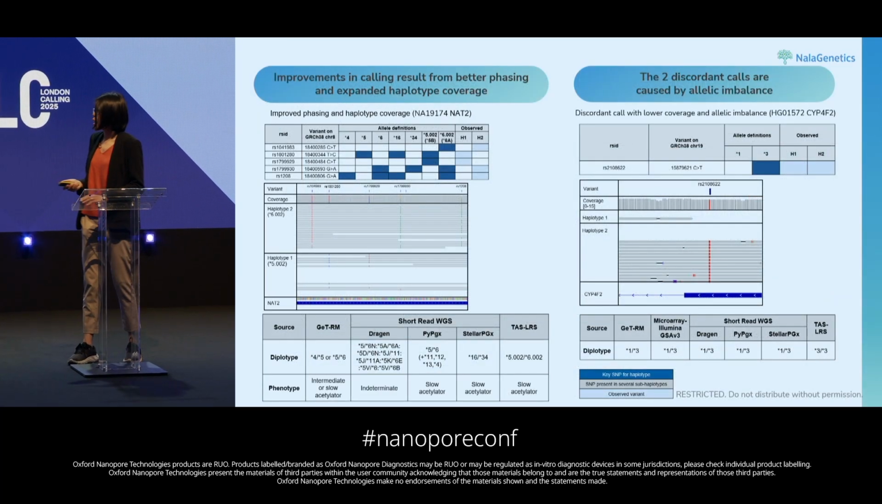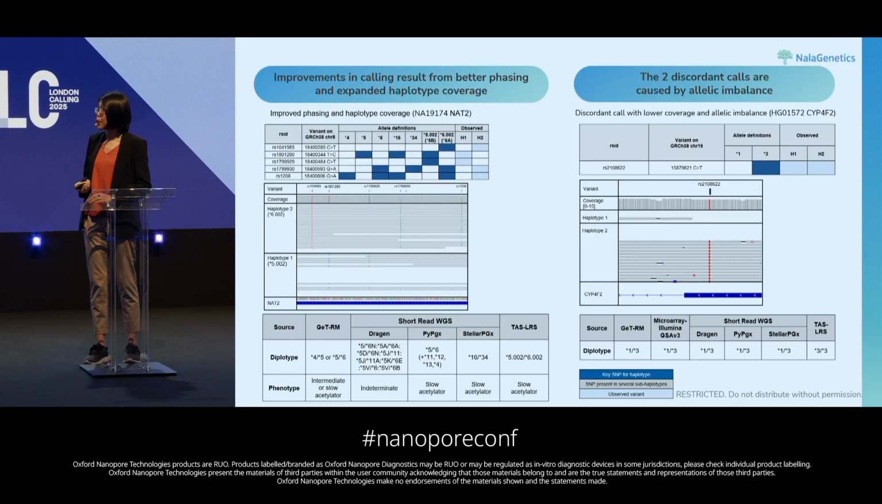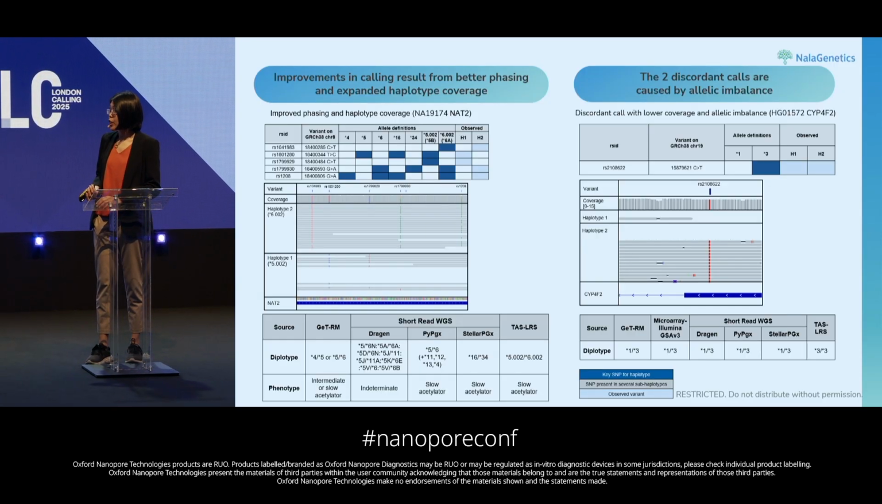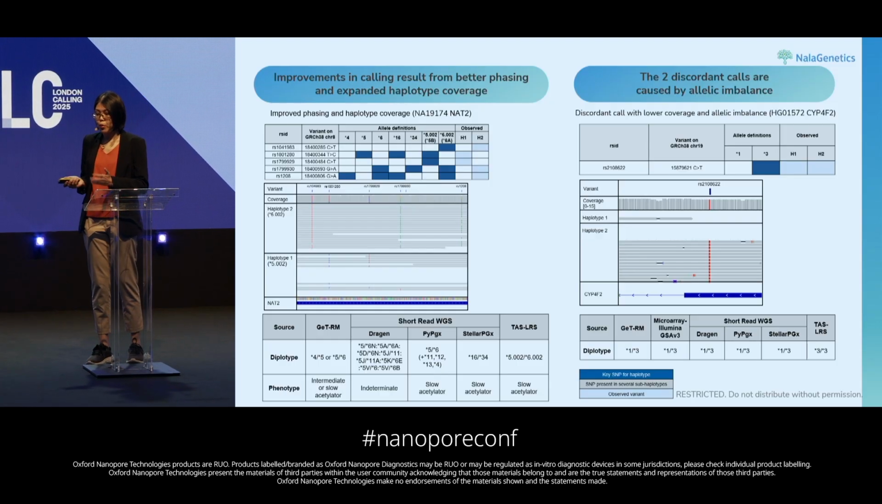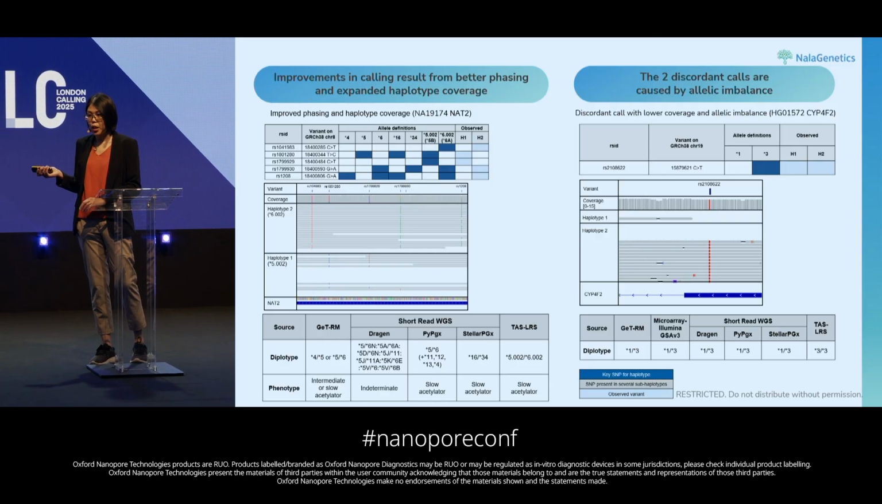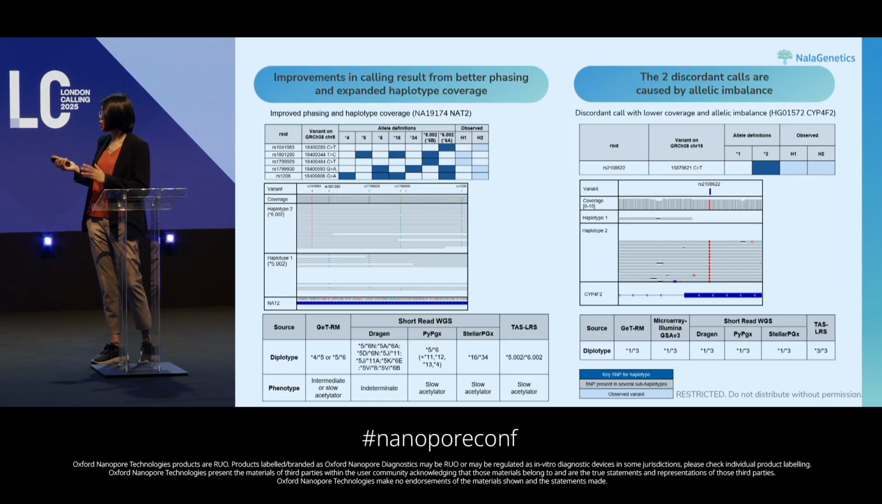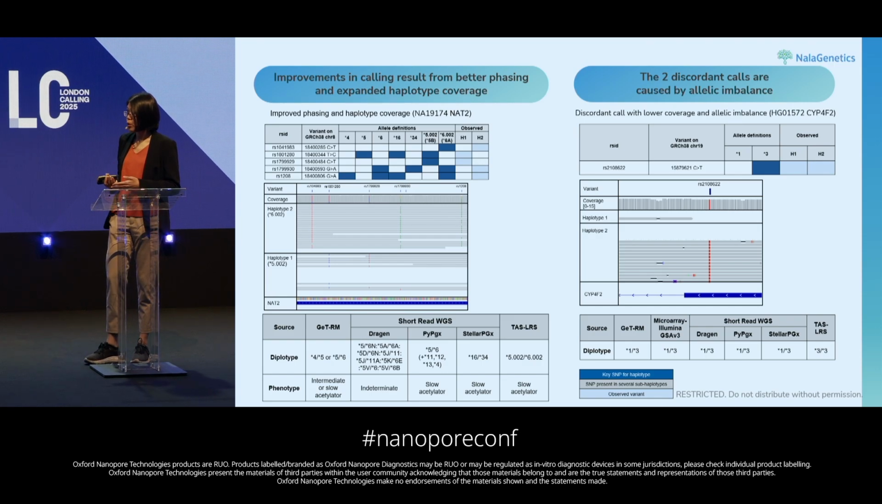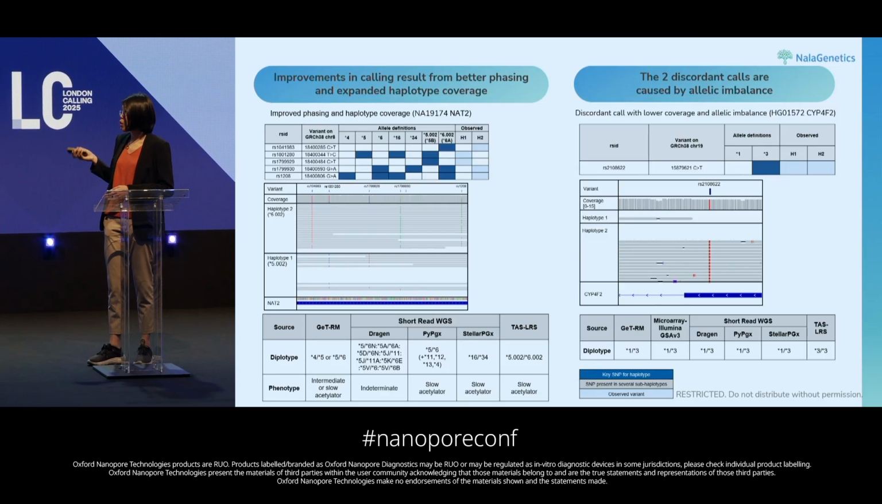And in many cases, the improvements in calling were due to better phasing and expanded haplotype coverage, as you can see in this sample here, where in the GeT-RM reference data set, this was not able to be resolved. So there were 2 potential combinations of diplotypes in this case. And when we ran short read tools for this diplotype calling, they could phase it to different levels of success. With adaptive sampling, we could conclusively get a resolved call, very strongly supported by the read data, as you can see here.